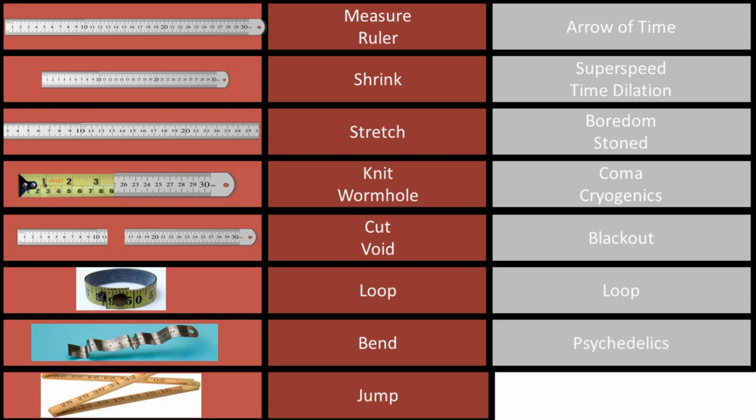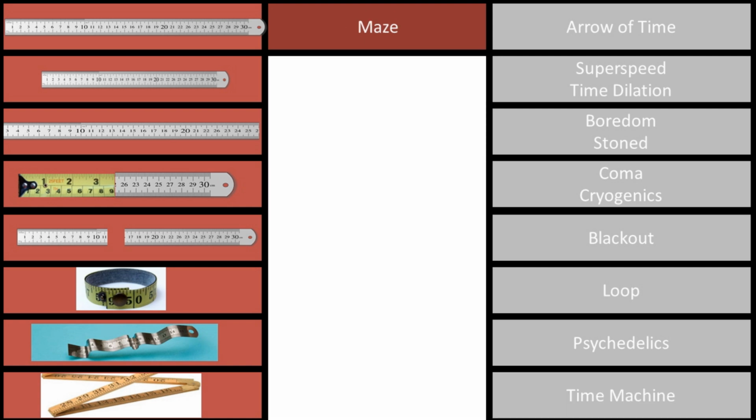In space, if we bend things, they get out of shape. This maybe is like taking mushrooms. And in space, if we jump from one point to another point, that can be thought of in the time dimension maybe like a time machine. So what would these concepts be like when applied to mazes?